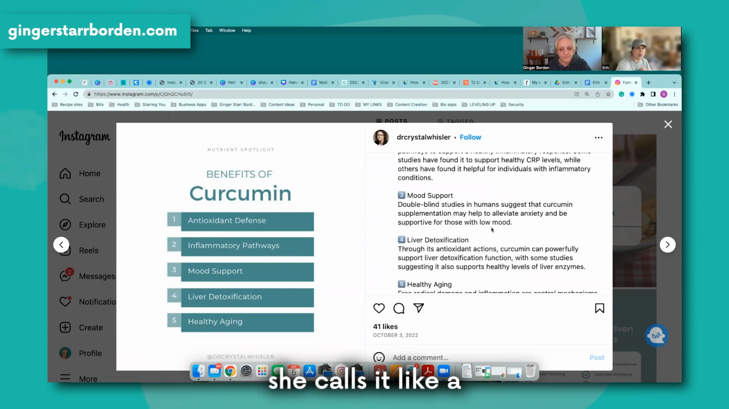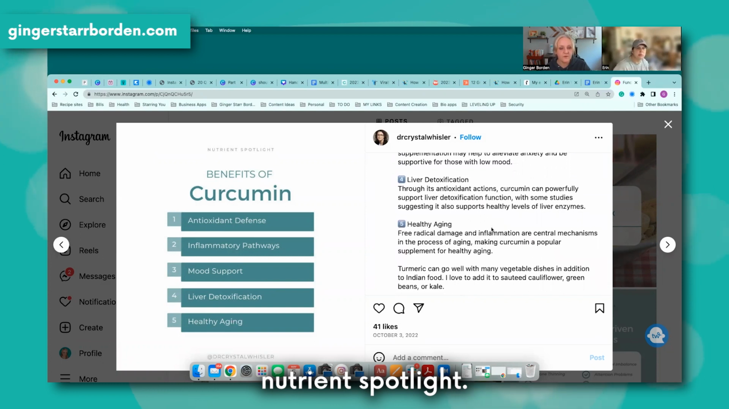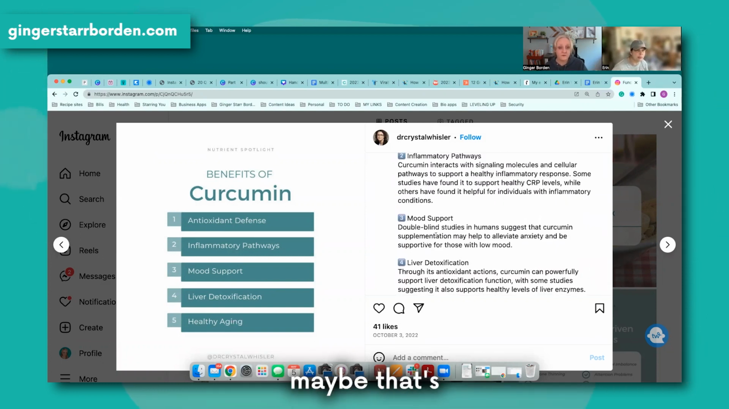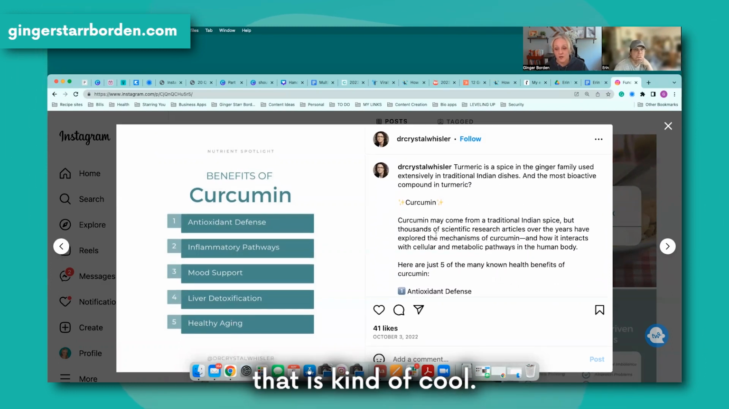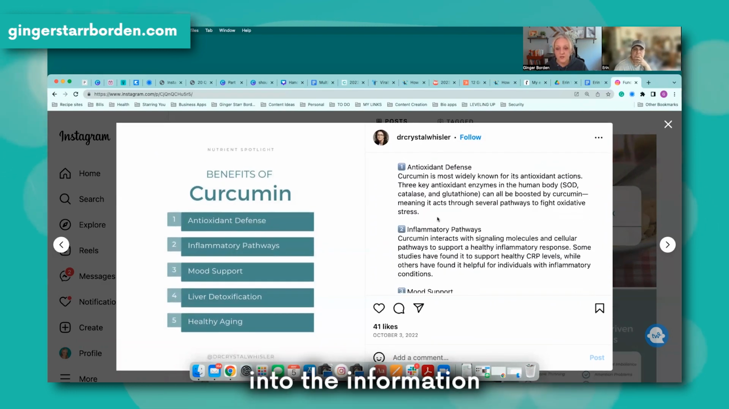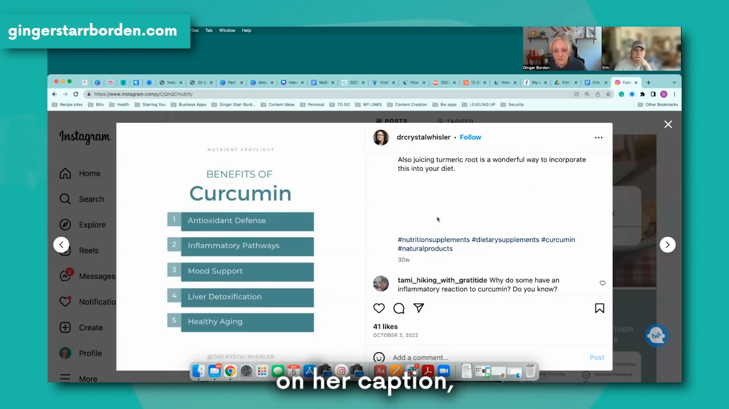Well, I like that she calls it like a nutrient spotlight. That's kind of cool. So it tells me maybe that's a series of stuff she does. Yeah, that is kind of cool. And then she goes into the information over here on her caption.